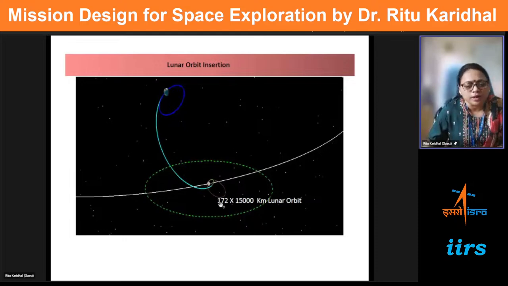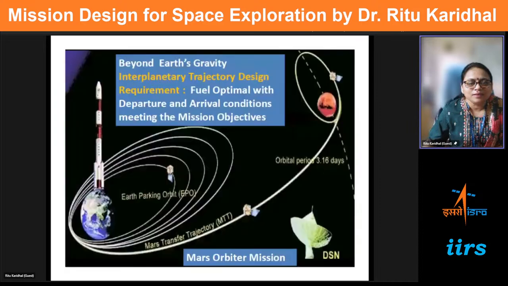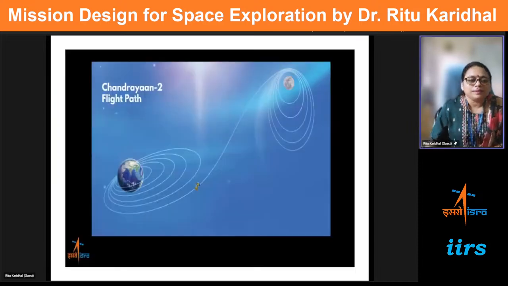And then, as I told you, you have around a 172 kilometer by 15,000 to 18,000 kilometer elliptical orbit, and then slowly we make it a circular orbit. So coming to the next, that is what is important.